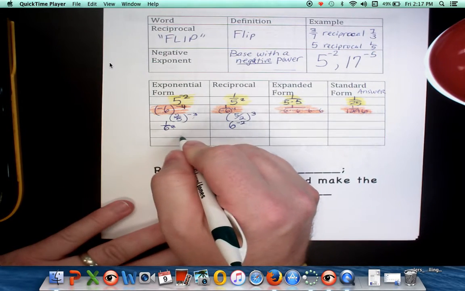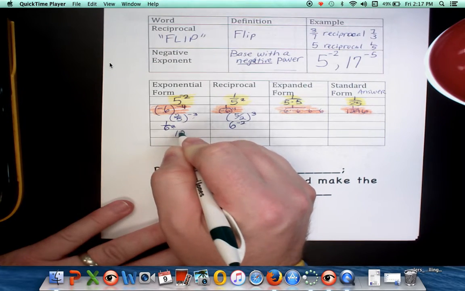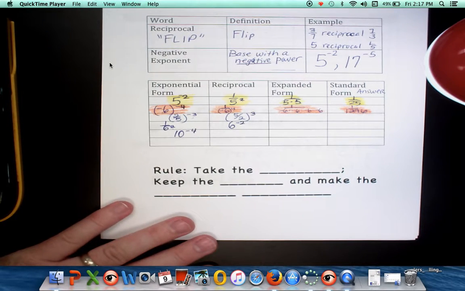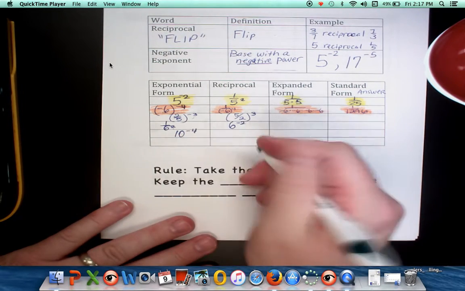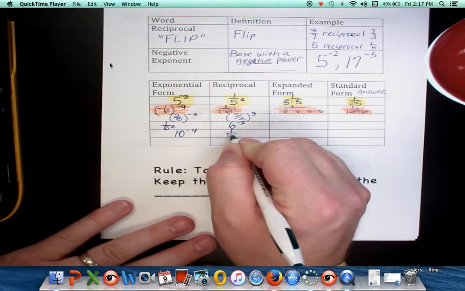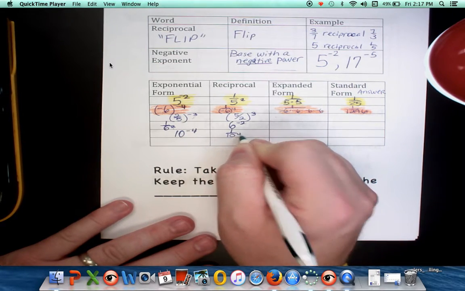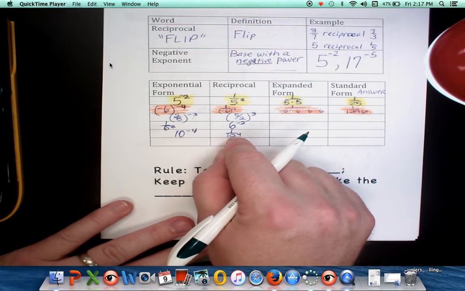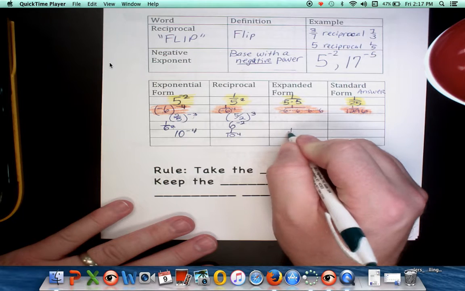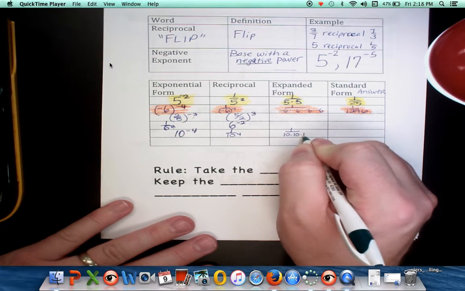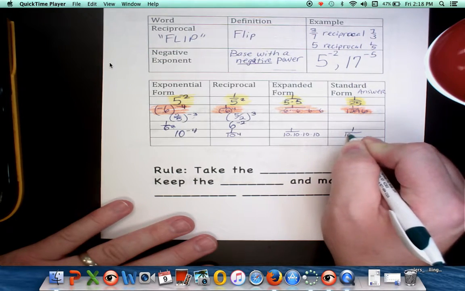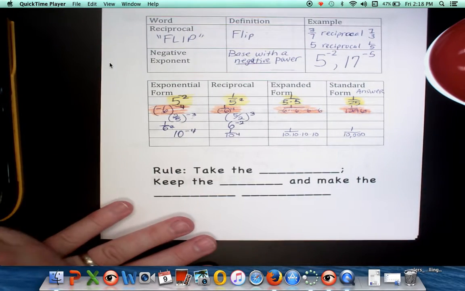So if I take another one, let's say here 10 to the negative 4th power. I don't want that negative, so I just flip it over. So it's 1 over 10 to the 4th. And he becomes positive, but he's down here with him now. Flip him over, and that's 1 over 10 times 10 times 10 times 10, which is 1 over 10,000. Same thing over and over again.